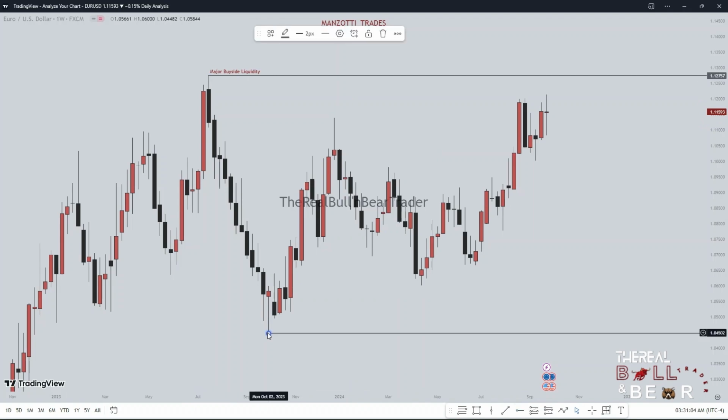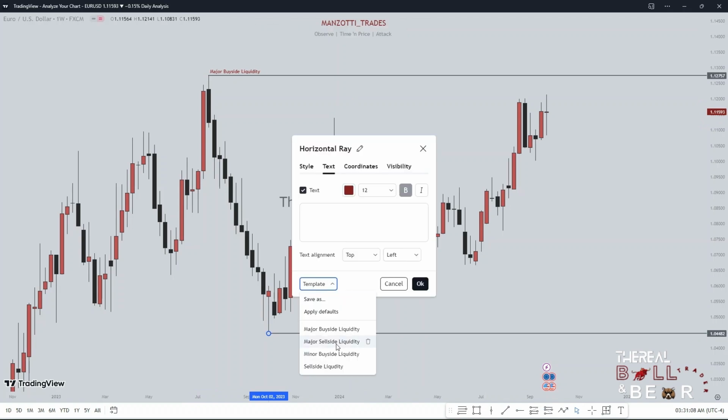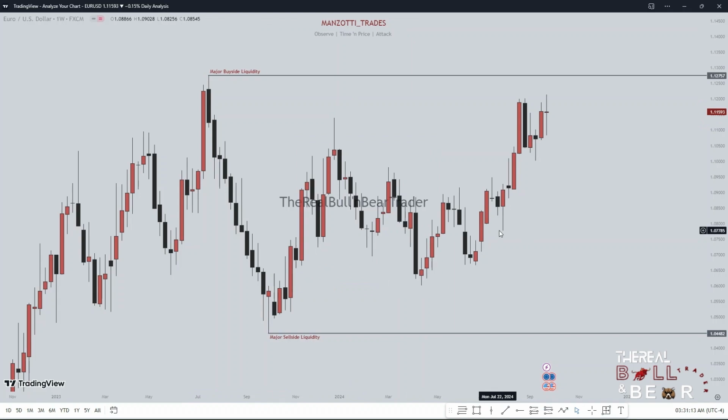Do you have a measure tool? Yeah, we have. Boom. You see how you analyze with two horizontal lines. Now you can see which way price will likely go.